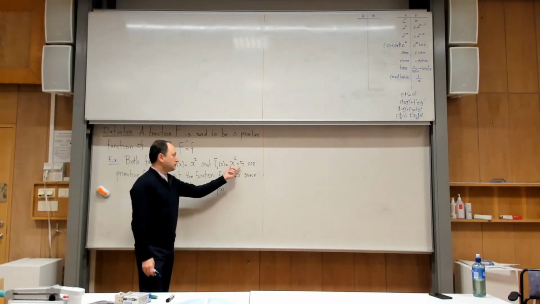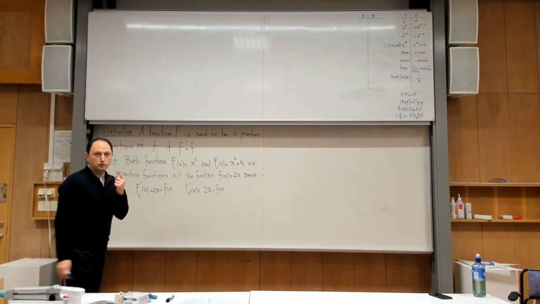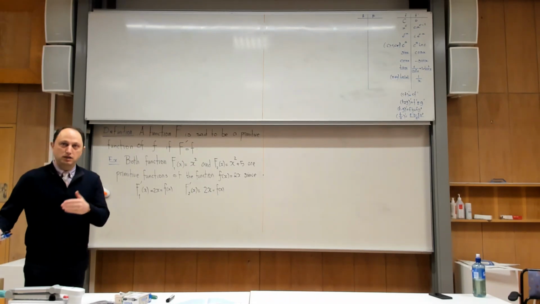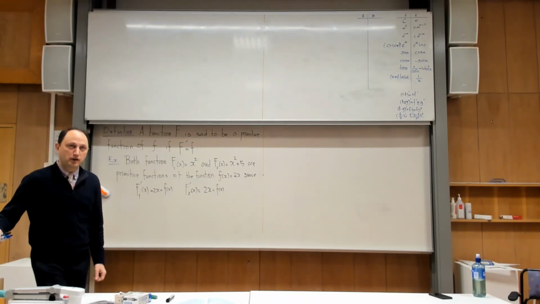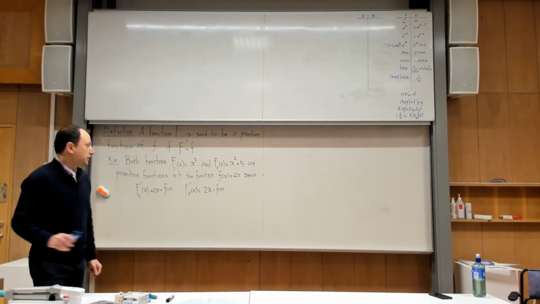But the derivative of that one is still 2x. So it is clear that if I give you one primitive function, if you can find one primitive function, you can immediately find infinitely many primitive functions by just adding a constant to the functions that you have already found. Yes? Is that clear? Okay.